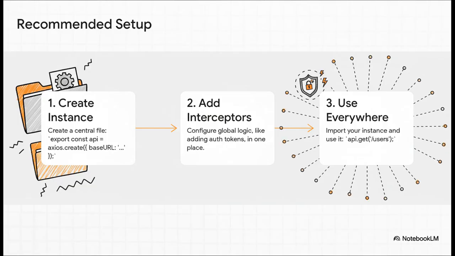Here's the recommended best practice you'll see in tons of professional projects. Instead of importing and using Axios directly all over your app, you create a single central file. Let's call it api.js. In there, you create an instance of Axios with all your default settings, like your base URL and maybe a timeout. You can attach your interceptors right here too. Then, throughout your entire application, you just import and use this pre-configured instance. This keeps all your API logic organized, consistent, and super easy to update later on.